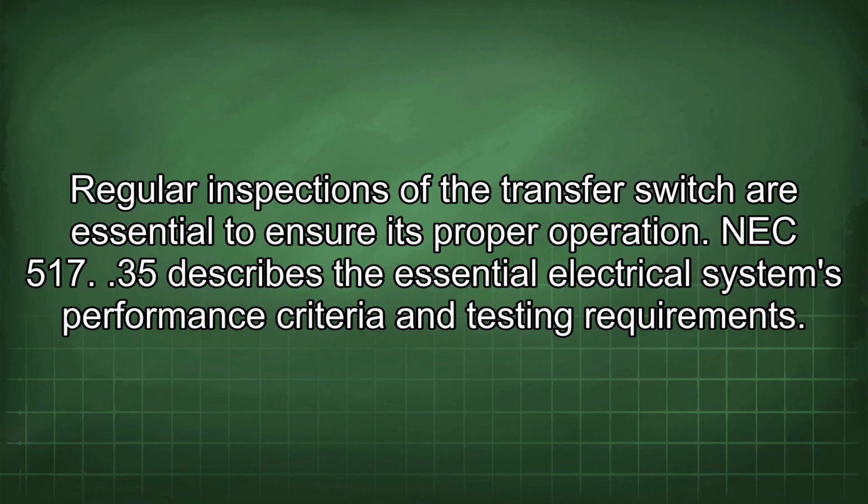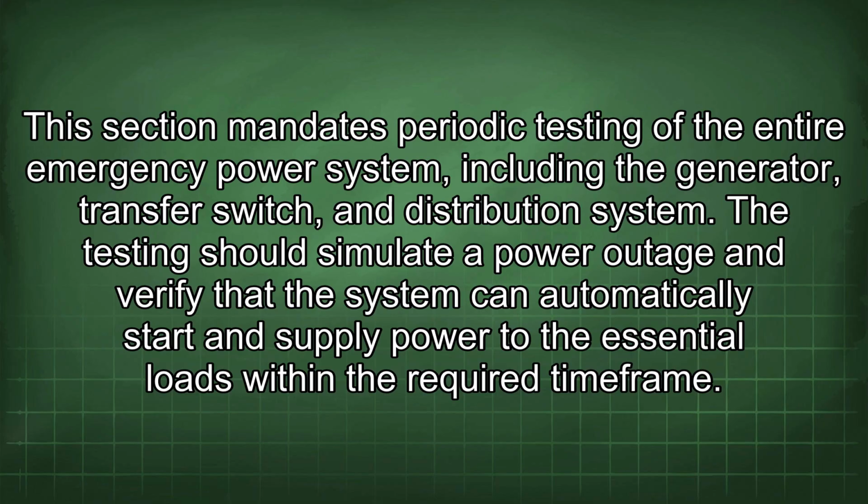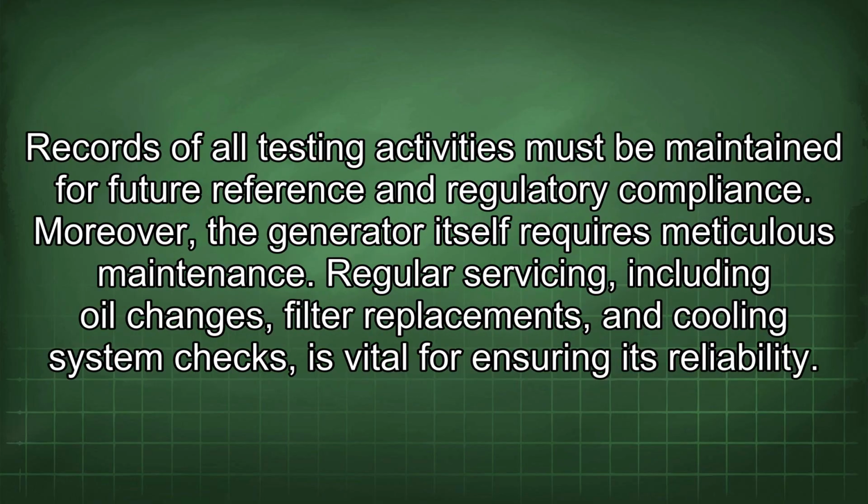NEC 517.35 describes the essential electrical systems performance criteria and testing requirements. This section mandates periodic testing of the entire emergency power system, including the generator, transfer switch, and distribution system. The testing should simulate a power outage and verify that the system can automatically start and supply power to the essential loads within the required time frame. Records of all testing activities must be maintained for future reference and regulatory compliance.